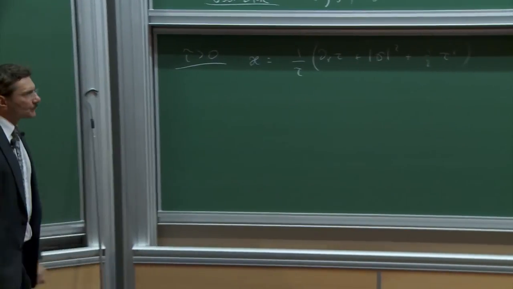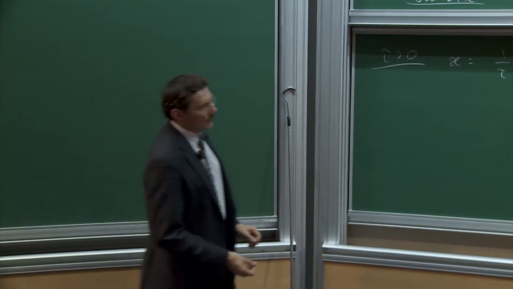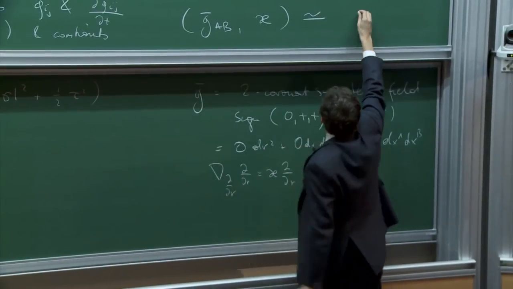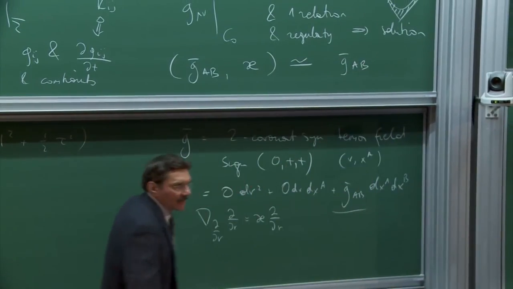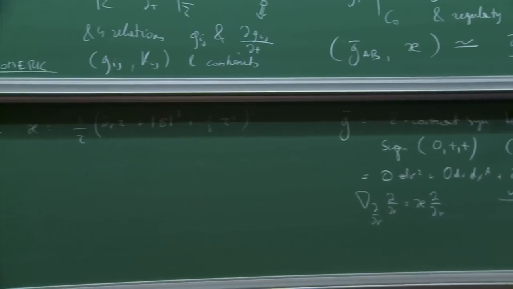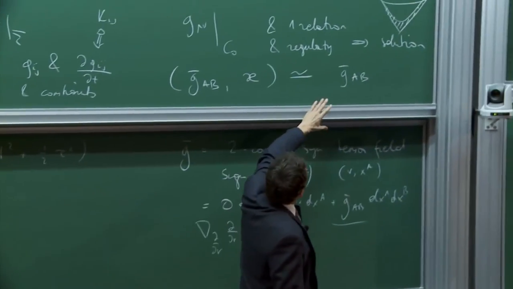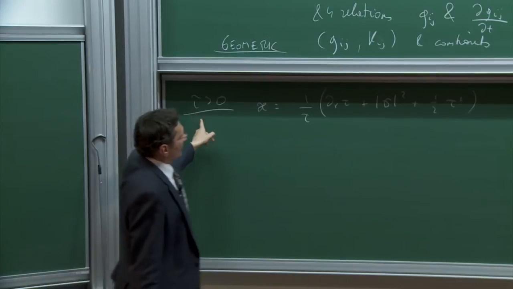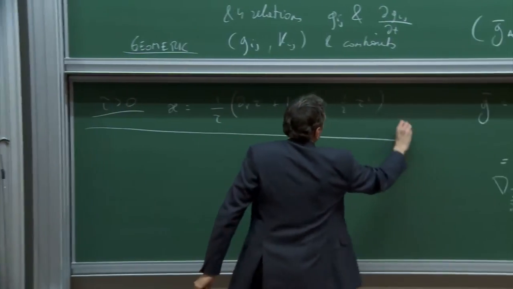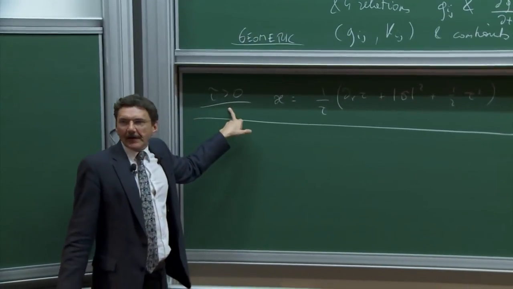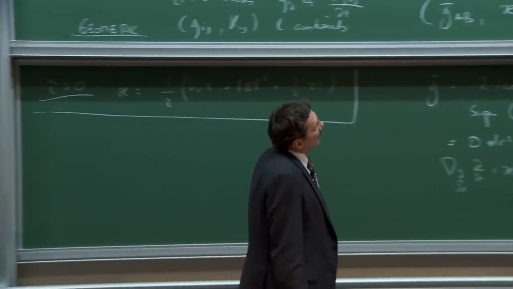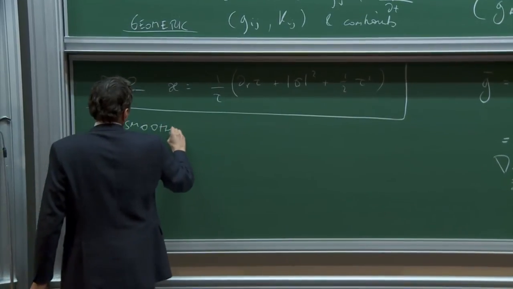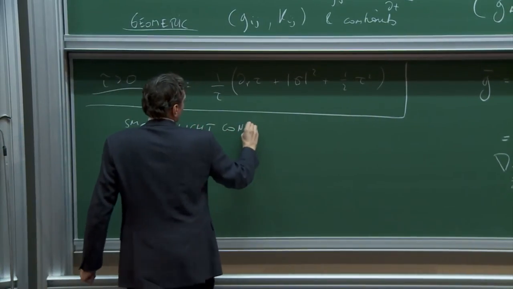And I have solved my constraint. And then, in this sense, this is the same as just giving g bar. So the initial data, I can freely prescribe this tensor g bar AB, which is a geometric object. And this turns out to be good enough to determine the whole solution in this tau larger than zero case. Now, of course, the assumption tau larger than zero is restrictive. But when you have a smooth light cone, you necessarily have tau larger than zero.